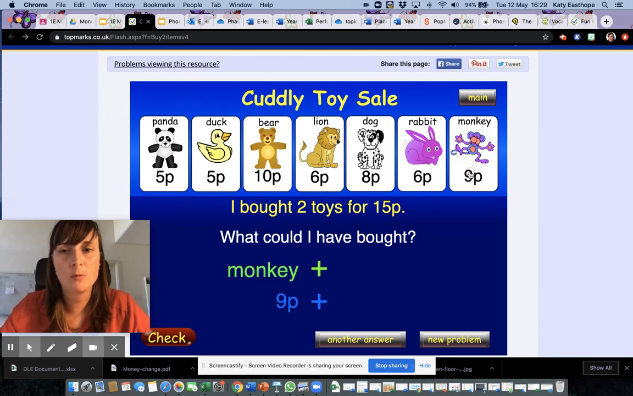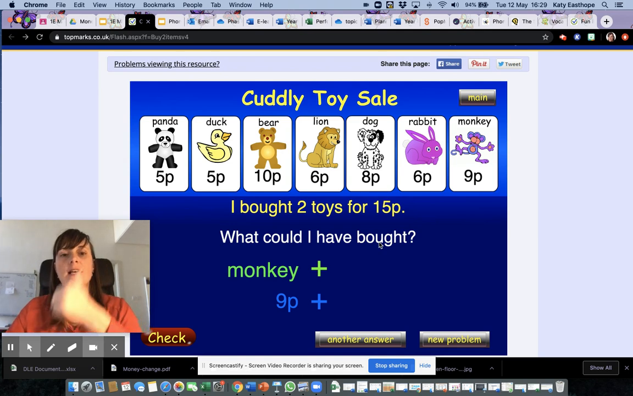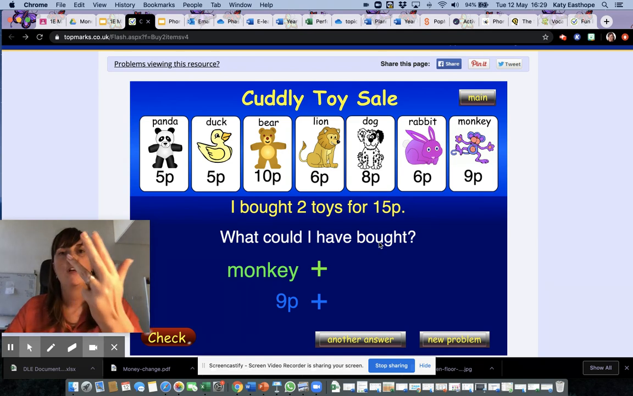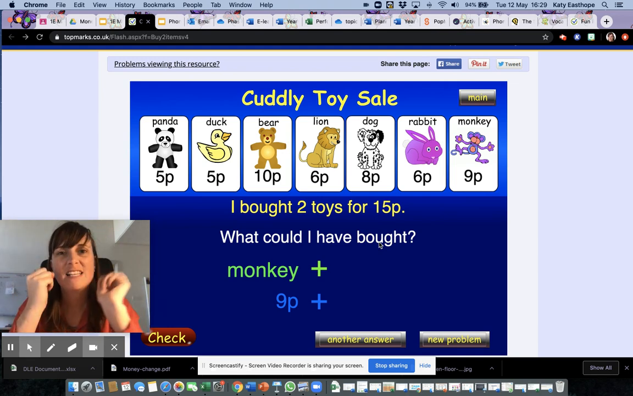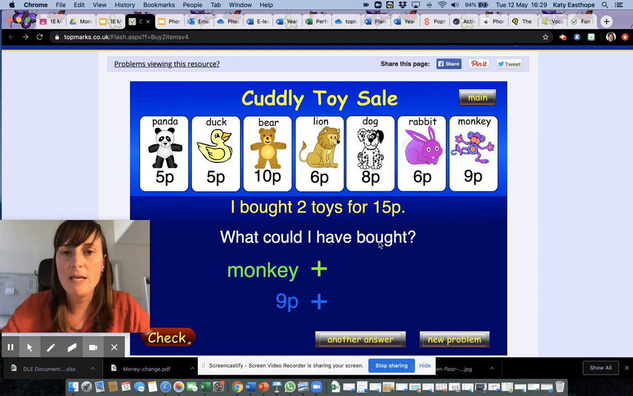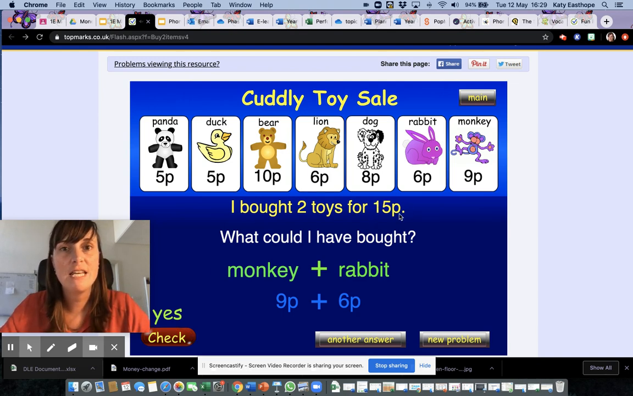Okay, what about then the monkey? Because that's quite a big number as well. So my monkey is 9p. Let's see how much more I need to get to 15p and see if I can buy anything. So I've got 9, 10, 11, 12, 13, 14, 15. This time I've got 6. Have I got 6? Oh, there's 2 6p's. So I could have a monkey and a lion. Or I could have a monkey and a rabbit. And they are the ways that I could make 15p.